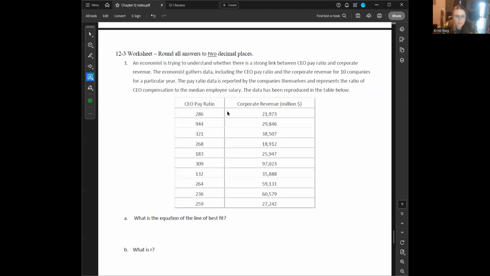Hey, this is going to be just a quick video to make sure that everyone knows how to use our calculator for chapter 12. There is a lot of entering in tables, and we've seen a little bit of this in one video, a little bit of this in another video, but I want to make sure that everyone can just do everything. So here is 12.3, and what we're going to do is round all answers to 2 decimal places. What we want to do is find the equation of the line of best fit, and we want to figure out what is R.